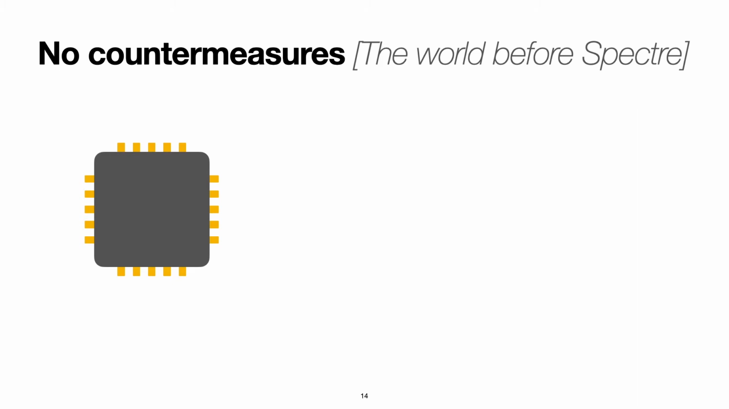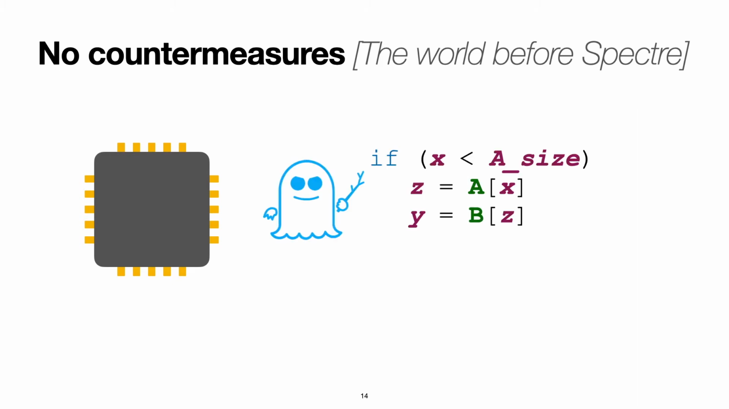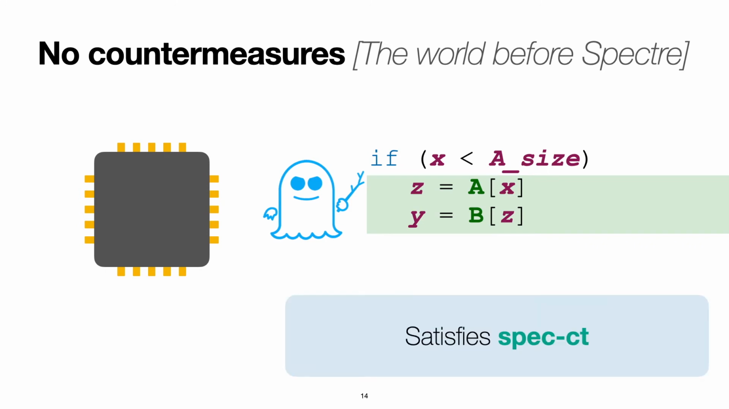Let's first consider the vanilla processor without countermeasures. This processor is vulnerable to Spectre-style attacks. When executing this branch instruction, the processor might mispredict the outcome of the branch and speculatively execute the memory accesses even when x is out of bounds, thereby speculatively leaking a of x. So, without countermeasures, our processor leaks the address of all speculative and non-speculative loads, stores, and instruction fetches. As a result, it satisfies only the weak SpecCT contract.